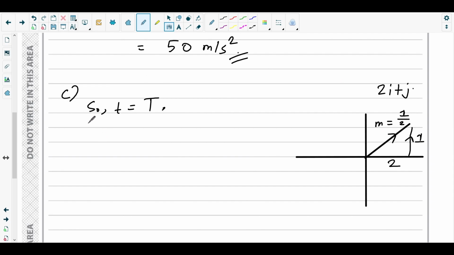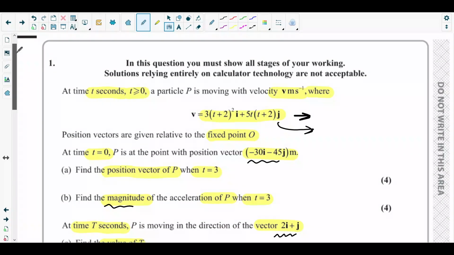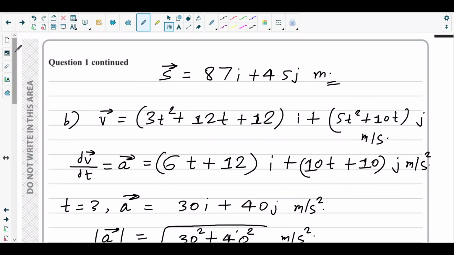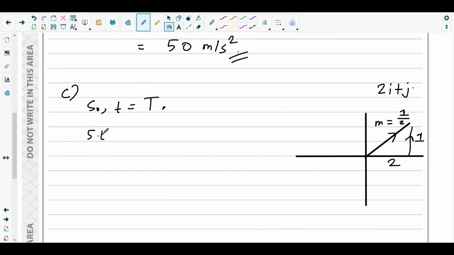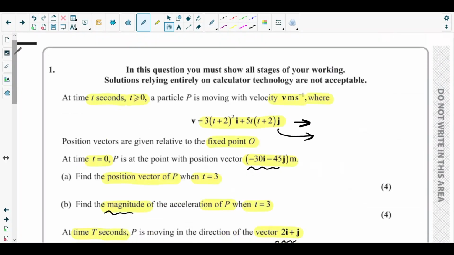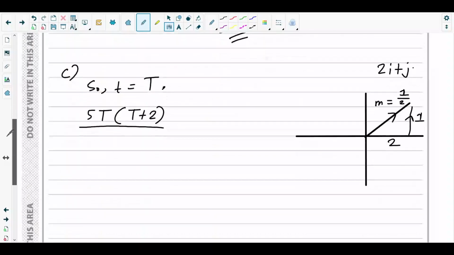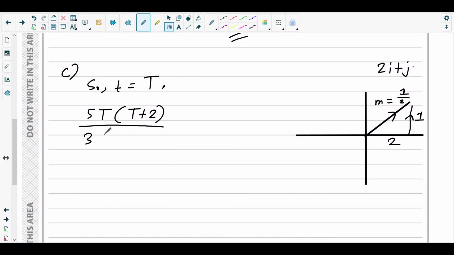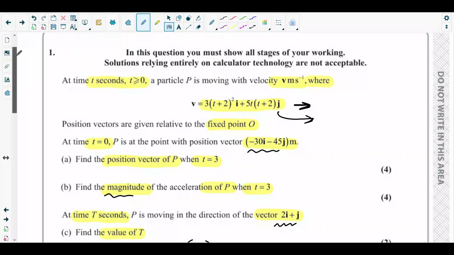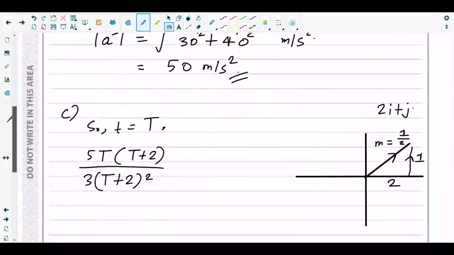Same goes for the velocity vector. For the velocity vector, the rise is basically the j component, which is 5t squared plus 10t, or we can write it as 5t into capital T plus 2, it is capital T now. Run is given here: it is 3 times capital T plus 2, whole squared. So this is rise over run.